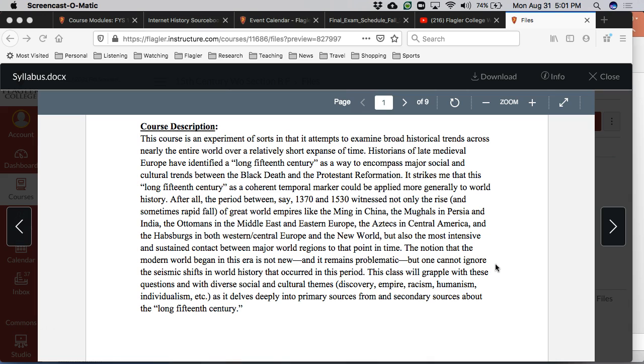There were more books produced in the second half of the 15th century than there had been in all of human history up to that point. Meaning more physical copies of books were produced in that 50-year period than had been produced in the previous 5,000 years.